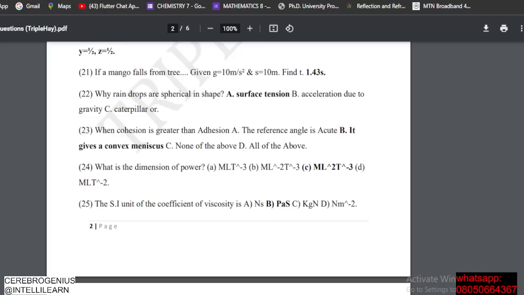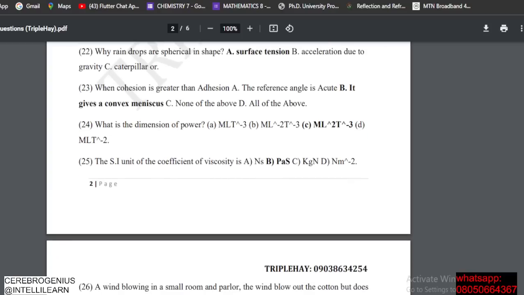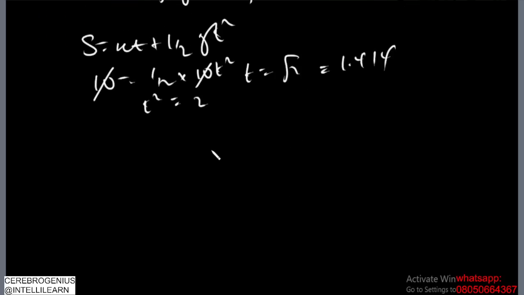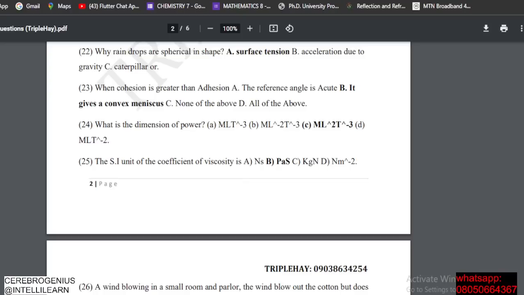So why are raindrops spherical in shape? The reason they are spherical in shape is because of surface tension. The next one: when cohesion is greater than adhesion, the result gives a convex meniscus. Is that true? A good example of where cohesion is greater than adhesion is mercury, and in a glass tube, mercury is going to fall, so this is going to have a convex meniscus. This is curving outward, so it is correct that it gives a convex meniscus.